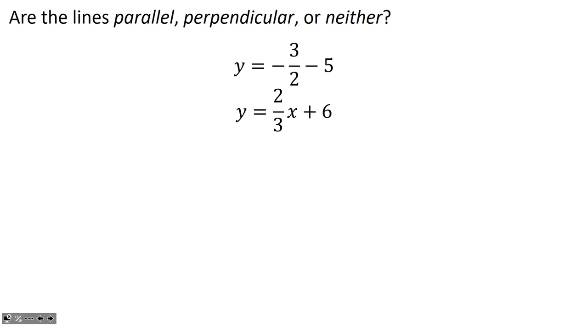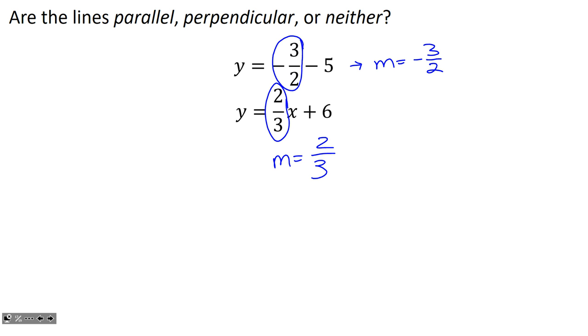All right, are the lines parallel, perpendicular, or neither? So remember, we got to identify the slopes. So the slope of this line, negative 3 over 2. The slope of this line, positive 2 over 3. They're not the same. If they were the same, they'd be parallel. But if I look, I can flip the fraction and change the sign. One of them's negative, one's positive, and the fractions are flipped.